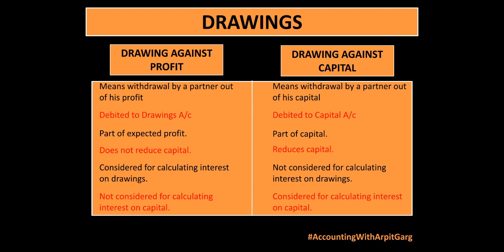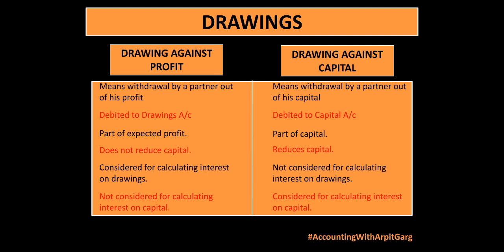Now next, for calculating interest on capital, drawing against profit is not considered because capital is not changed. But while calculating interest on capital, drawing against capital is considered because it has reduced our capital. Once again, for calculating interest on drawing, drawing against profit will be considered, because this is drawing as we see in our second entry. But drawing against capital will not be considered, as we have entered this in our capital account. So drawing account is not affected.